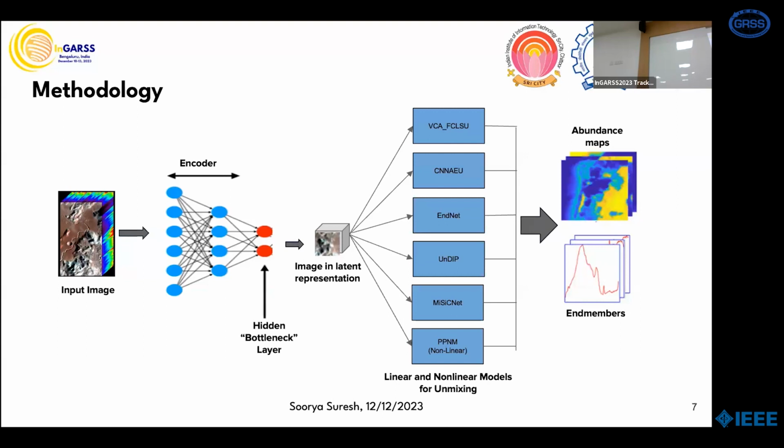Next method is the CNN-based convolutional autoencoder that leverages hyperspectral data, both spectral and spatial information. Next method is the autoencoder network approach. It utilizes a sparse autoencoder network, encoding sparsity and nonlinearity for endmember and abundance extraction. Next method is the union and distribution method, which models spectral dependencies. Next method is the non-symmetric convolutional network for deep hyperspectral unmixing. And the next method is the PPNM method, the polynomial post-nonlinear mixing method for nonlinear unmixing.